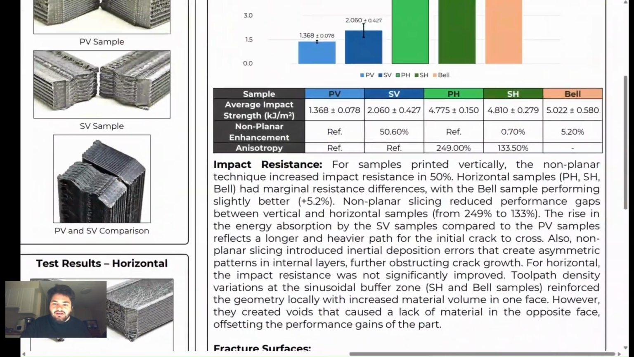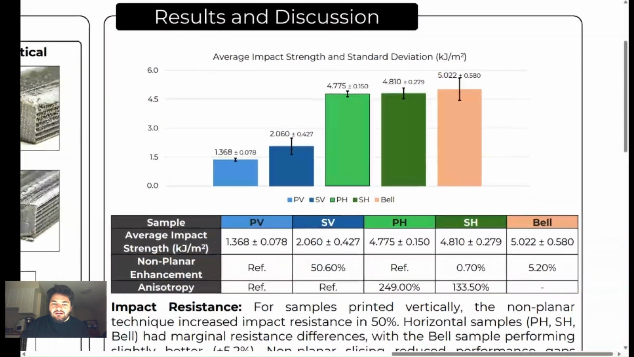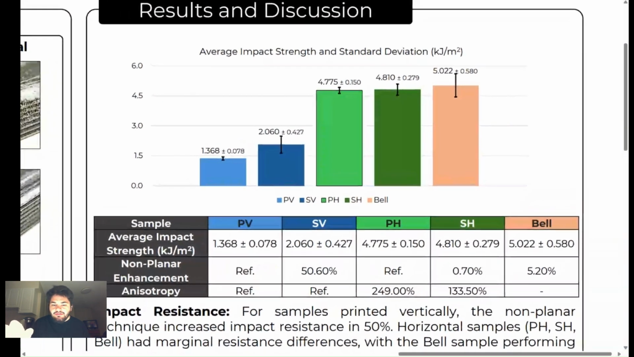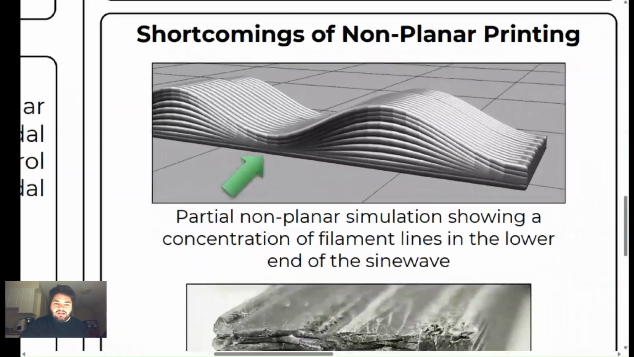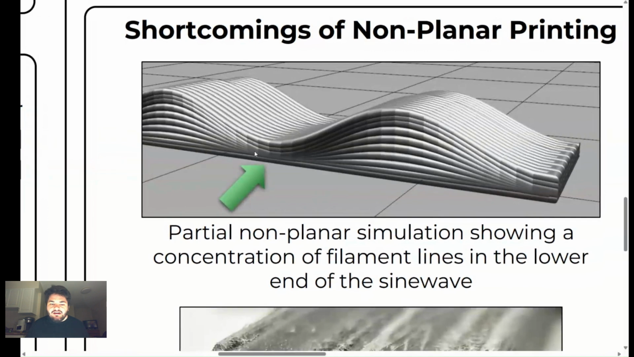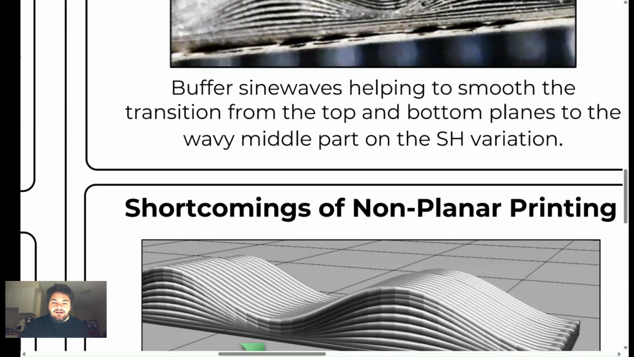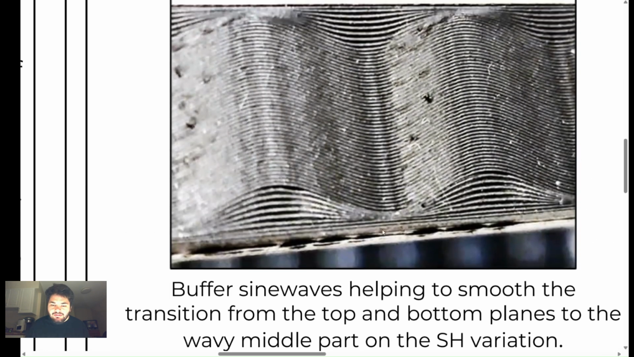Even then, I would say that the bell and the sinusoidal horizontal samples have a little advantage. That would be because when you print the samples here, you can see that you have an accumulation of material just under the sine wave here, and that also happens for the bell sample, that accumulates material in this part and makes it a little tougher.